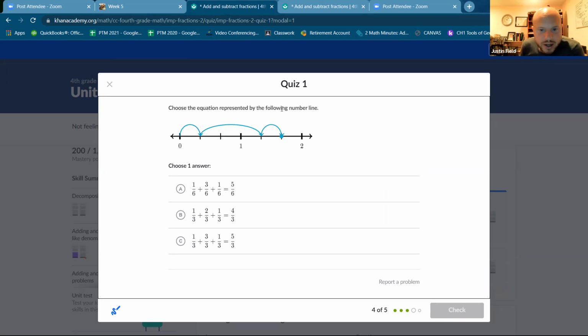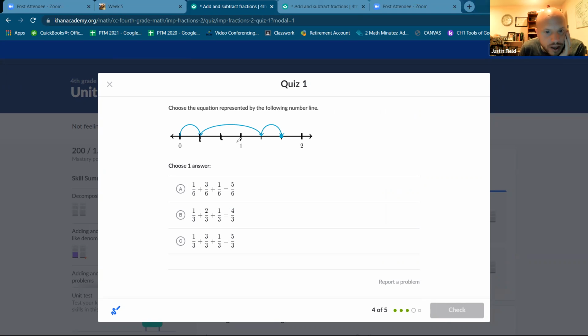Choose the equation represented by the following number line. This is a good one. Okay, so how many tick marks do we have? We got 1, 2, 3. That means these are 1/3. This would be 2/3, and this would be 3/3. But we know 3 divided by 3 is 1. This would be 4/3, 5/3, 6/3. And what is 6 divided by 3? It's 2.